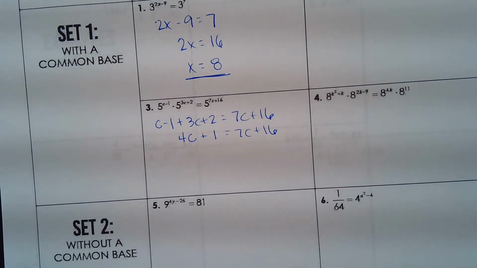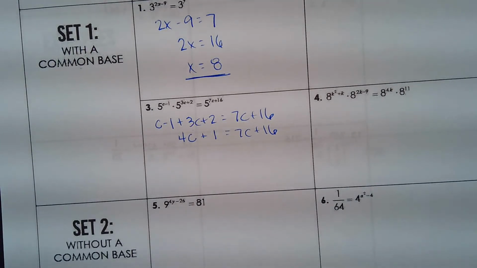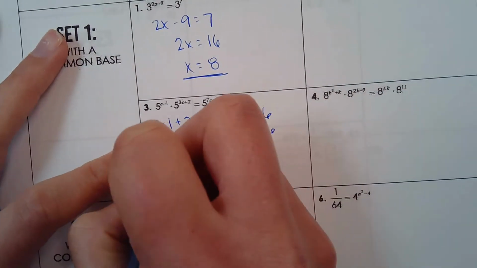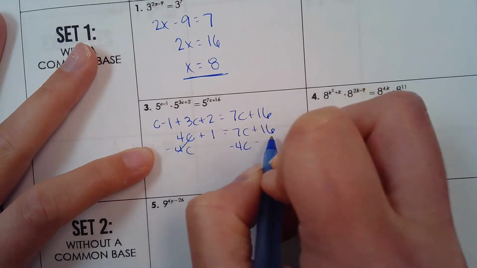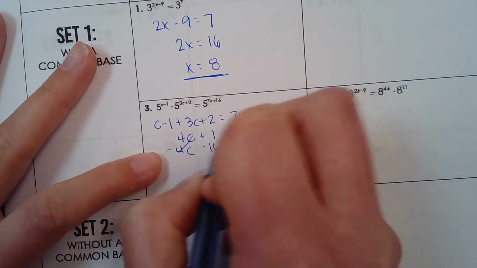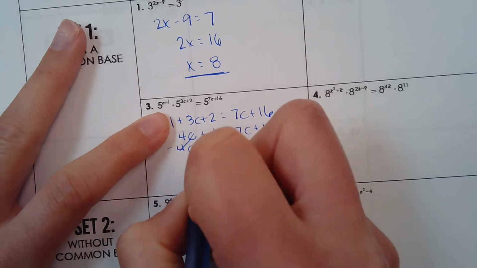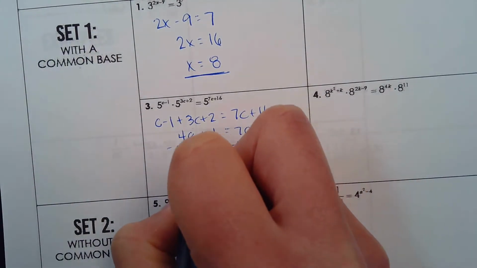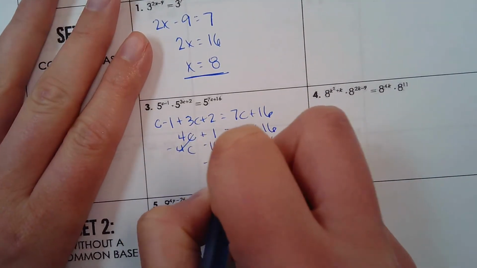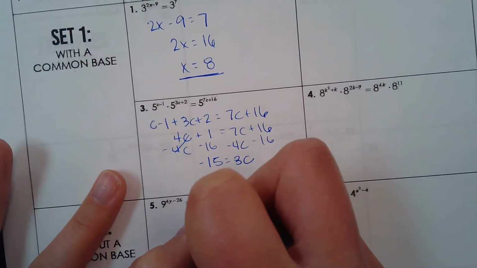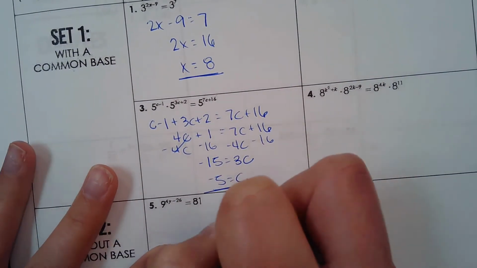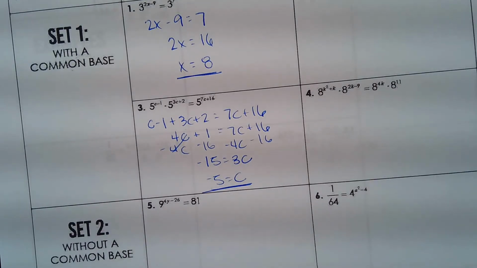What should we do from there? Subtract 4c. That's what I would do. You could also minus 7c, whichever one you want is fine. I just don't like negatives, so that's why I move the 4c. And then we'll move the 16 as well. So I'm doing this all at the same time. You're probably fine to do that. So minus 15 equals 3c, and then we'll divide by 3, so negative 5 is c. Are we okay with all that?